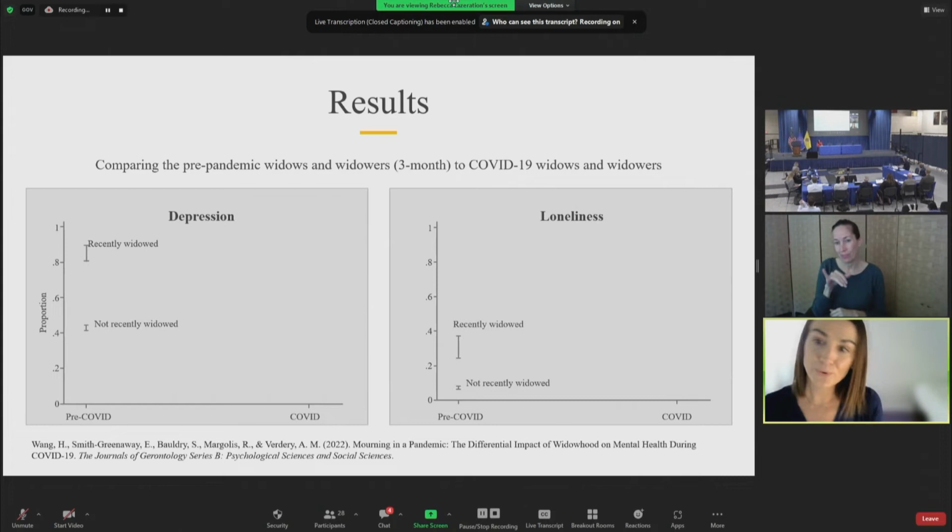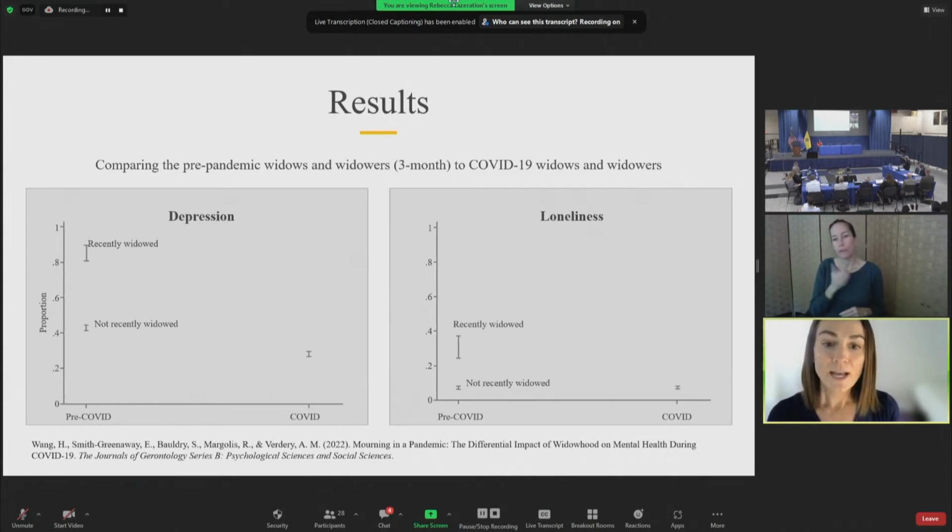So I'll walk you through these results really quickly to give you a sense of what we're finding in this work. Here you're looking at pre-pandemic estimates comparing differences between those who are widowed and those who had not recently been widowed. As we would expect based on a vast literature, immediately prior to the pandemic, those who had just experienced a spouse die are much more likely to report depression. They're much more likely to report loneliness. This is exactly what the literature would suggest.